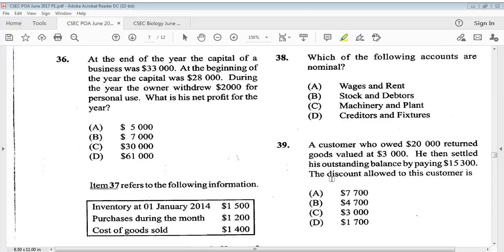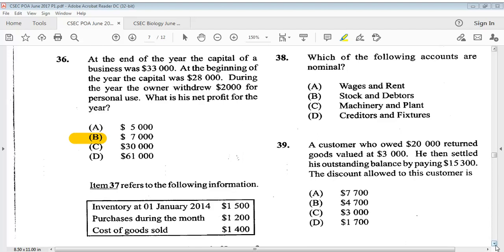36 says, at the end of the year, the capital of a business was $33,000. At the beginning of the year, the capital was $28,000. During the year, the owner withdrew $2,000 for personal use. What is his net profit for the year? So, his opening capital was $28,000. He withdrew $2,000. That's drawings. So we're going to less drawings from the opening capital. We're left with $26,000. He had a closing capital of $33,000. So we deduct that $26,000 from $33,000, and we are left with $7,000. So the answer is B.